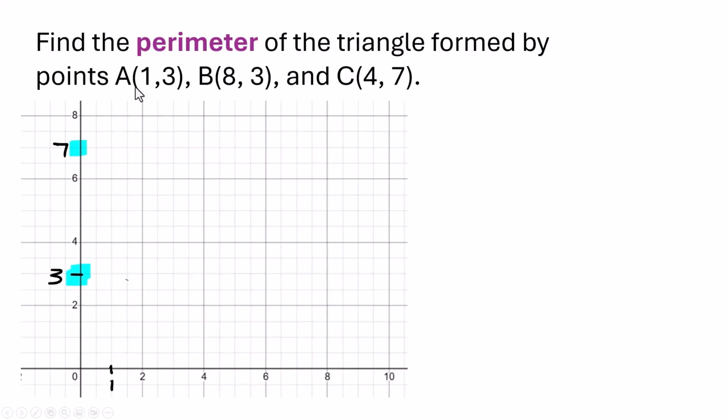Okay, A is 1, 3. Go over 1, up 3 for the Y, and there's your A point. Your B point is 8, 3. So I go over to where x equals 8, and then I go up to where y equals 3, and I put a point there too. And then C is 4, 7. So I'm going to go over to the 4, and then up to the 7.